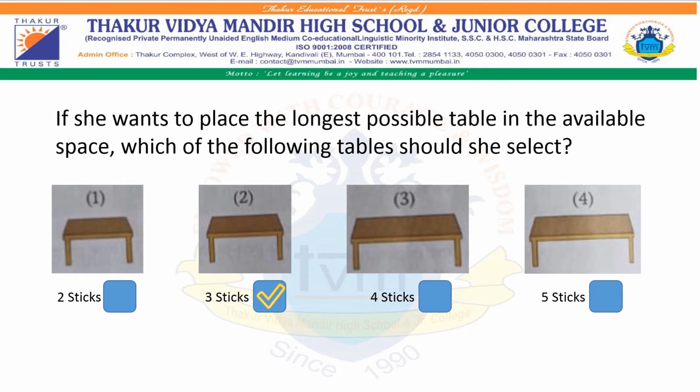She had measured the distance between the cupboard and the door. It was 3 sticks. So she will select option 2 because it is a 3 stick table. The 2 stick table is smaller and the 4-5 stick table is bigger. It will not be able to fit properly between the cupboard and the door. So Yamini chose the 3 stick table because it will be placed properly between the cupboard and the door.